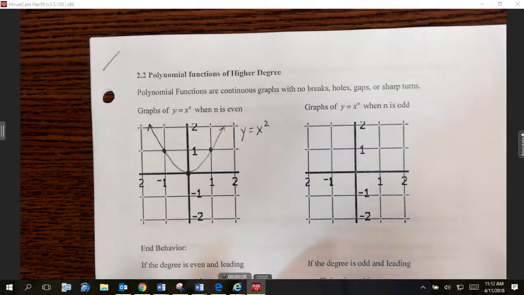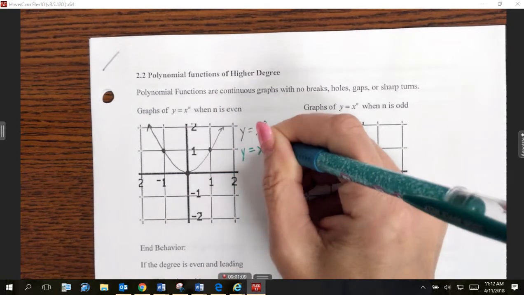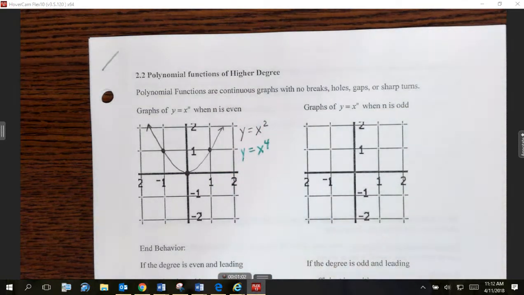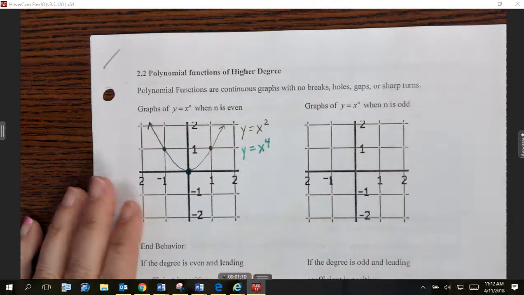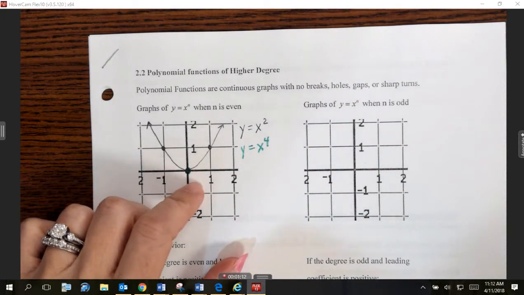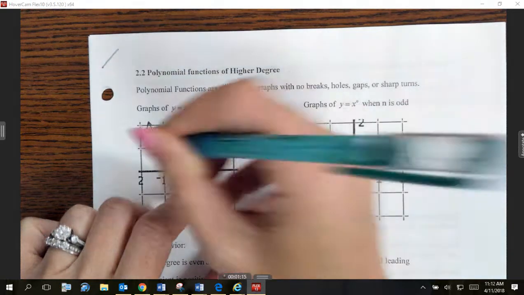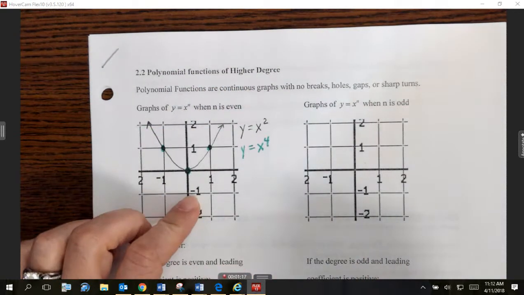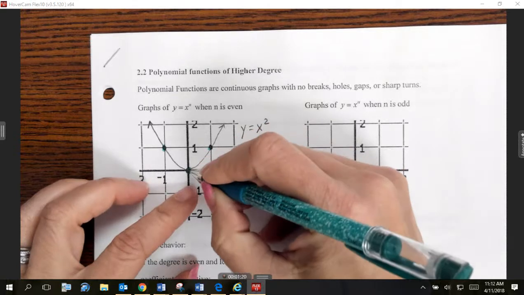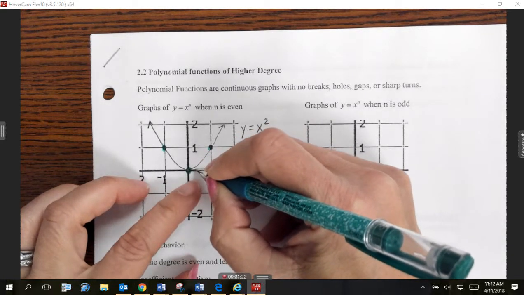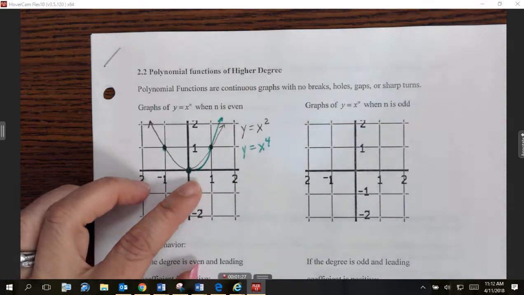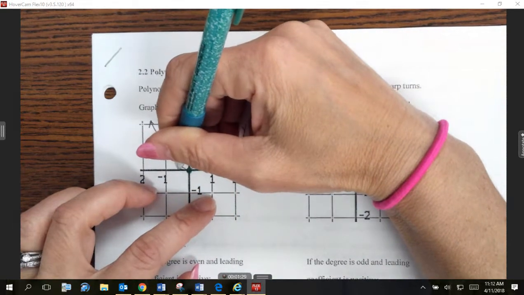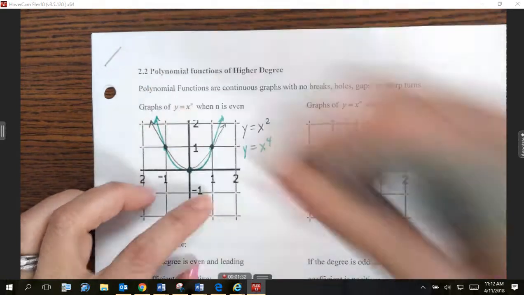The next one I'm going to graph is going to be y equals x to the 4th. And again, there's no stretches or translations, nothing done to it, so it's just a parent function. It also has a center at 0, 0. It also passes through 1, 1 and negative 1, 1. But other than that, it starts slower, but then once it passes 1, 1, it rises faster than the squared function.